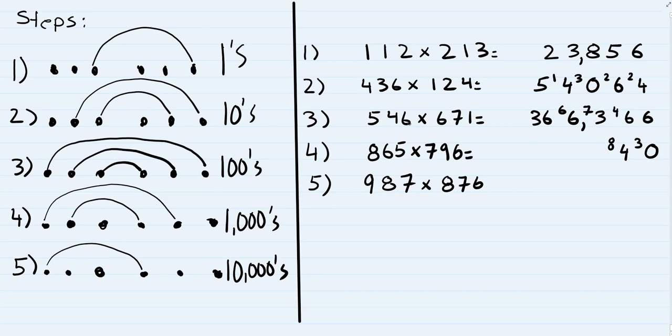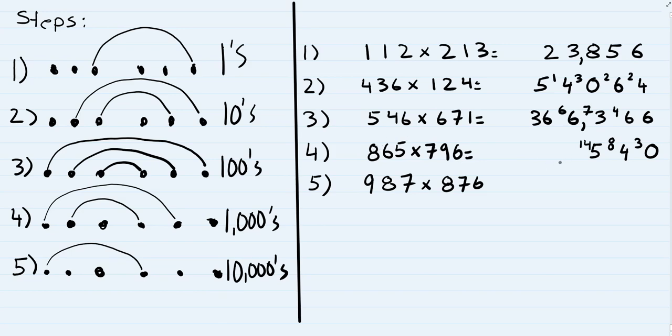Now I'm in my 100. So I have 8 times 6, 6 times 9, and then 5 times 7. Okay. So 48 plus 54 is 102, right? 102 plus 35 is 137. 137 plus 8 is 145. So I'm going to say 5, carry the 14. Okay. Now I'm at my thousands.